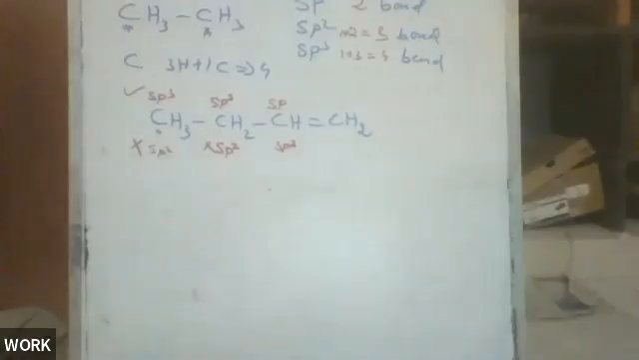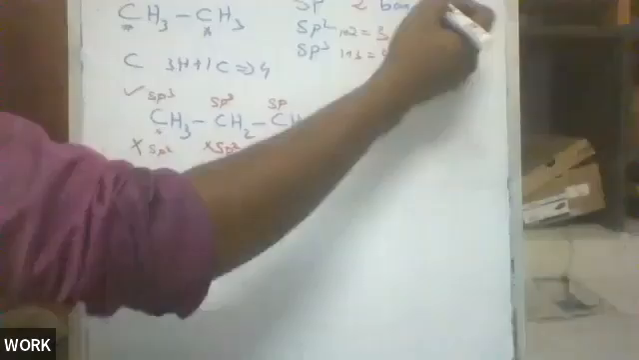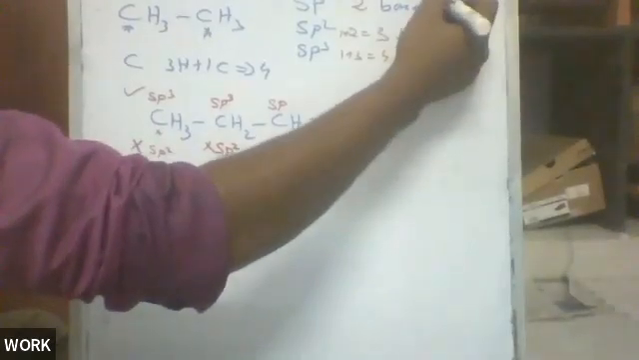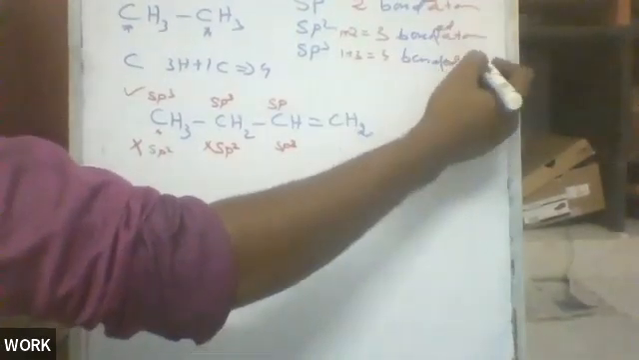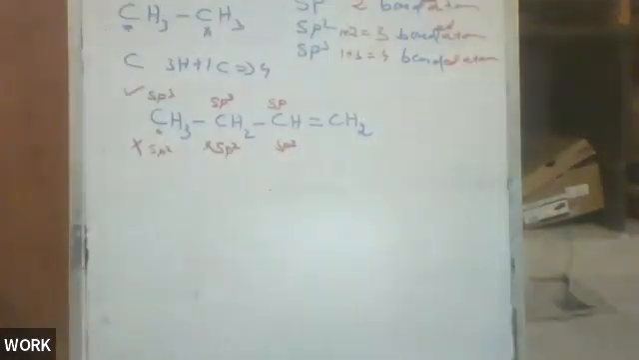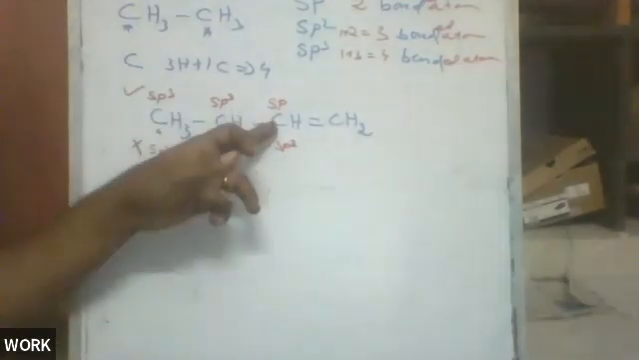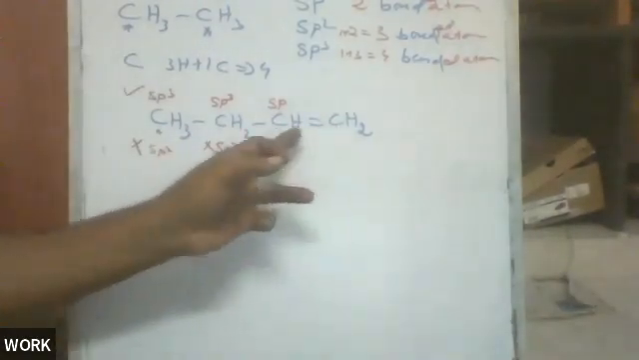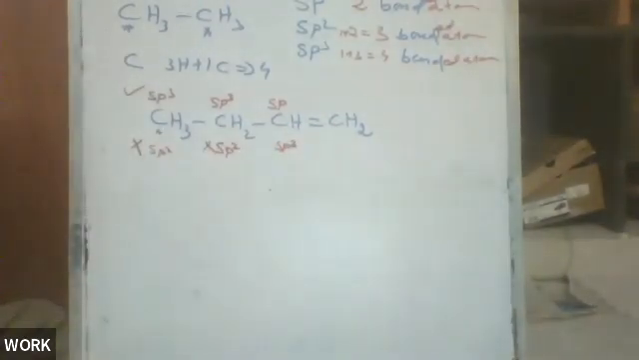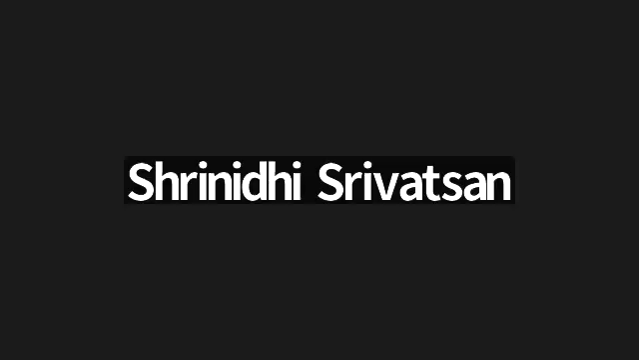See, carbon always has 4 bonds, 4 bonded atoms. Write it like that. Now look, for this carbon, how many atoms are attached? 3: 1 carbon, 2 carbon, and 1 hydrogen. Totally how much? 3. Then what is the hybridization?